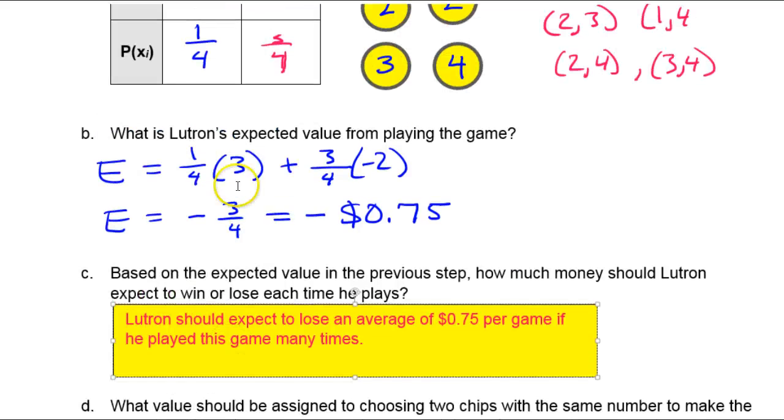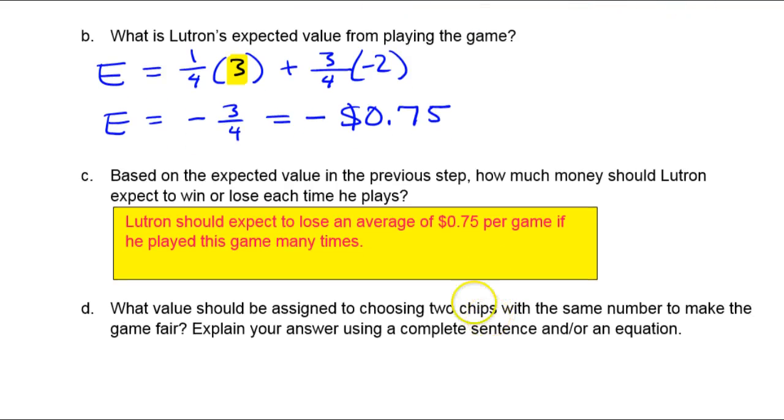The way it was, we won $3 if we got a match. So this is the number that we're talking about changing. All right, is that number right there. So we're basically saying, what does this number have to be? The value that we win if we get a match, that will make this a fair game. That will make the expected value equal 0. So keep an eye on that.